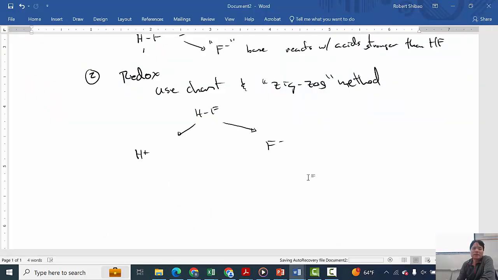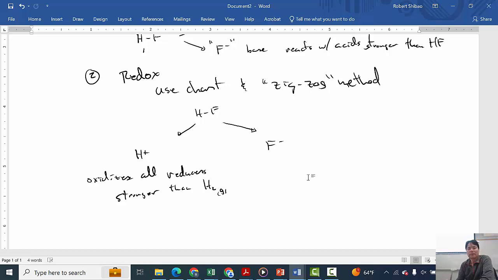So what we say is H plus oxidizes all reducers stronger than hydrogen gas, such as lead solid. All right, H plus occurs on the oxidizer side. Fluoride occurs on the reducer side.